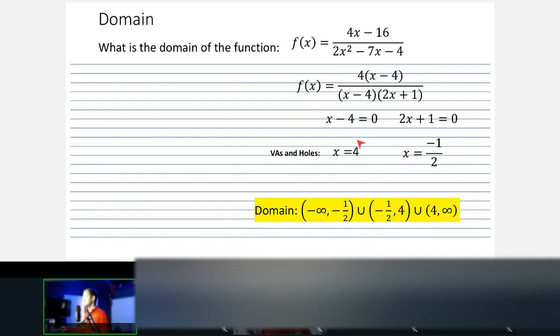Yeah. So this is also a pretty easy problem, right? As long as you know domain is derived from your VAs, setting them equal to 0 and solving, your VAs and holes, that is, and then least to greatest, right? Pretty simple. Yeah, they don't have you do the range on this test. I looked. All right, graph the inequality.